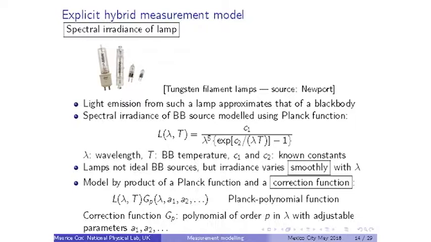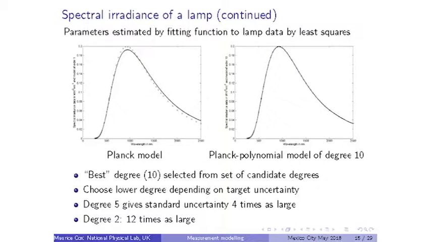Lamps are not ideal black body sources, but the irradiance in all cases varies smoothly with wavelength lambda. And so we model the spectral irradiance of such a lamp by a product of a Planck function and a correction function. The correction function we use is a polynomial, and we found it works extremely well in practice. Here we have a set of data, measured values of the spectral irradiance of a certain lamp, denoted by crosses in the left-hand picture.